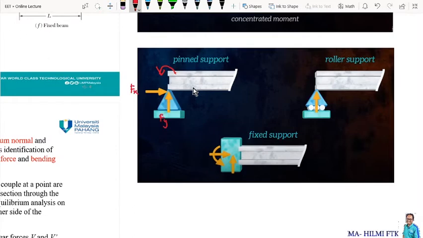For a roller support, the beam is free to rotate and also free to move along the x-axis, and therefore the only reaction force that we are going to obtain is in the y-axis. For a fixed support, the beam will be fixed in all directions, x and y, and also in rotation. So we are going to obtain reaction forces Fx and Fy and also the reaction moment.